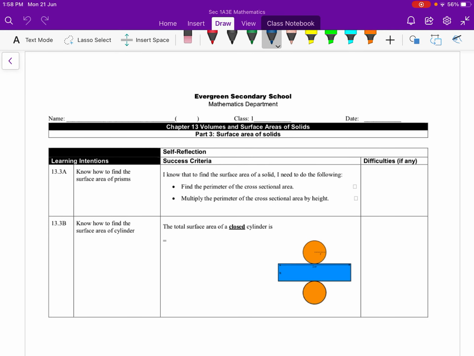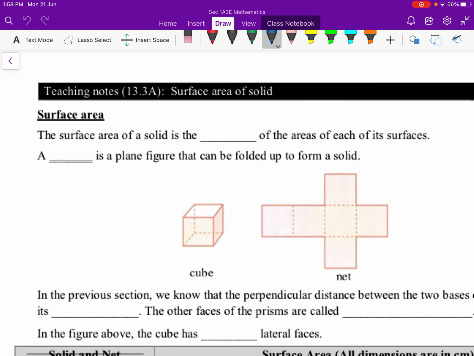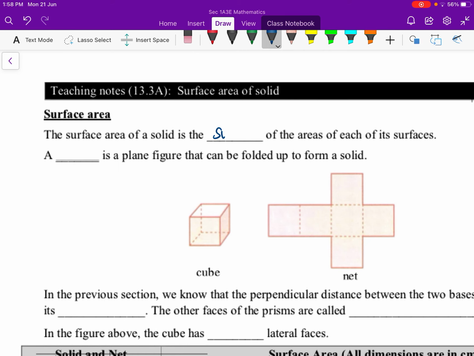In chapter 13 part 3, we are going to cover the surface area of solids. Just remember in part 2 we covered the volume, so now we are going to continue with surface areas. The surface area of a solid is the sum of the areas of each of its surfaces. We have another term that we need to know, a net. A net is a plane figure that can be folded up to form a solid.